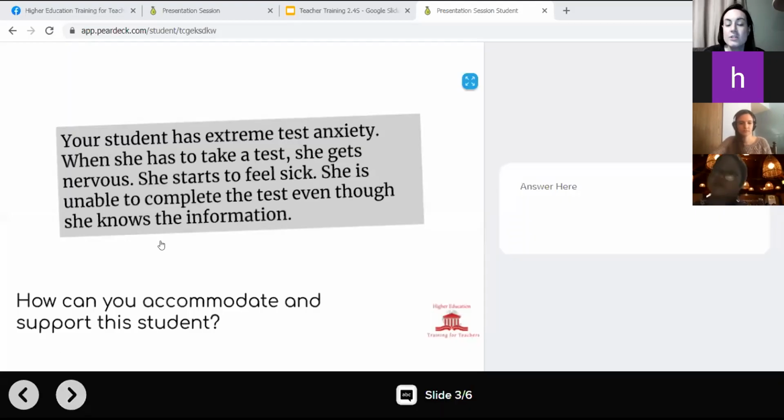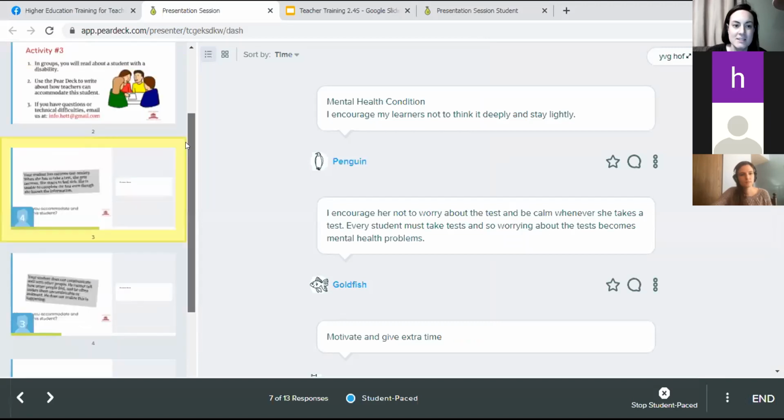Okay, so let's look here. This is the first one. Your student has extreme test anxiety. When she has to take a test, she gets nervous, she starts to feel sick. She is unable to complete the test even though she knows the information. So what are some of the suggestions?